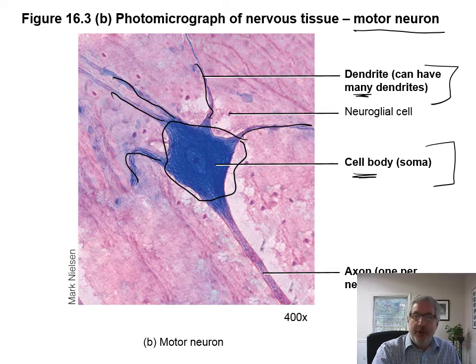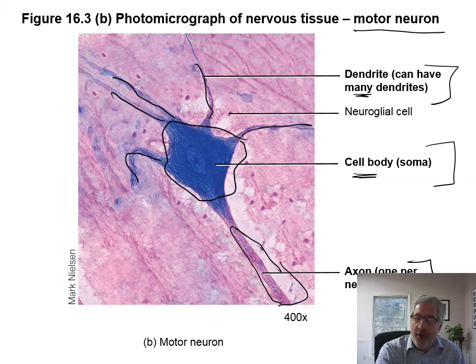Each neuron only has one axon. So this is your axon here. I'm just going to circle it. So you have one axon per neuron. And where it attaches to the cell body is an important part. We're going to talk about that here in a second.